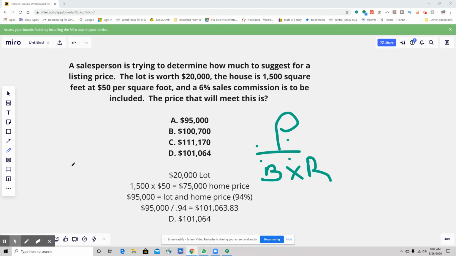Now, what you could do is take a 6% commission off of each one of these and see which one would come to $95,000. Follow this, because this is where people got tripped up. The lot is $20,000. The home that's on it is 1,500 square feet and it's priced at $50 per square foot. So the lot and the home price are $95,000, okay? So what you could have done is subtract 6% off of each of these and see which one would have gotten you to that.